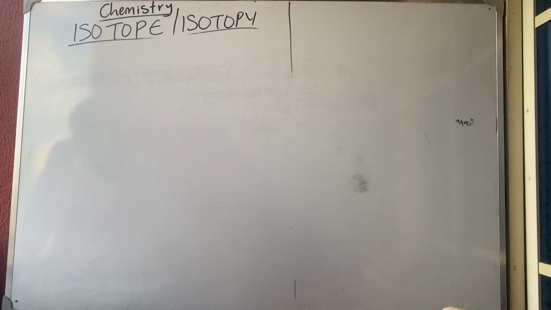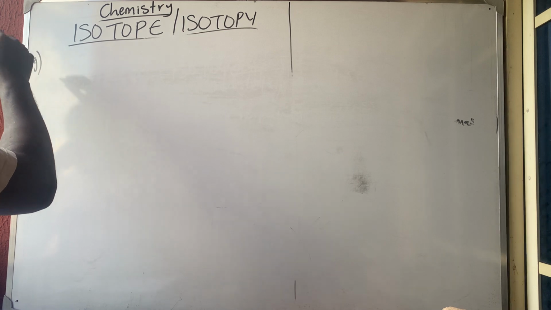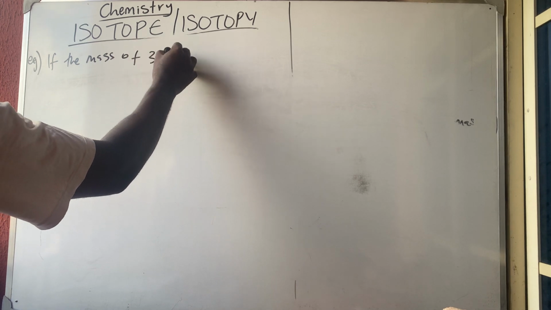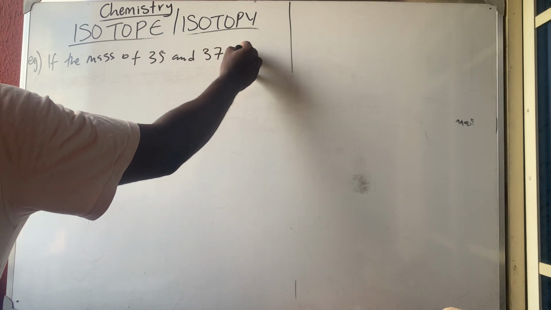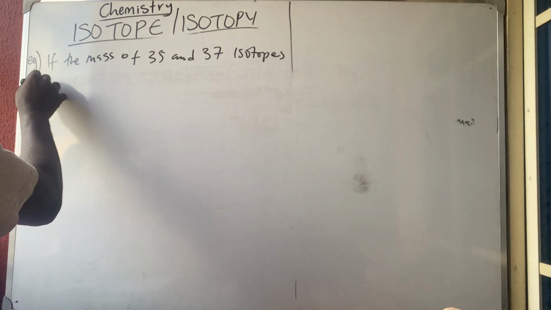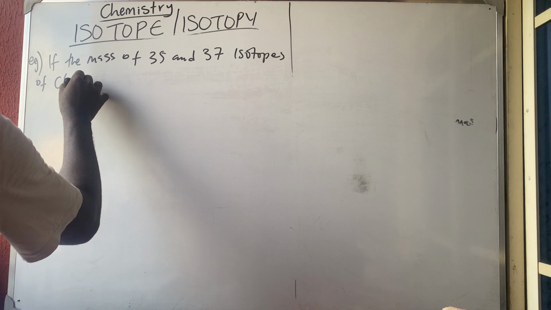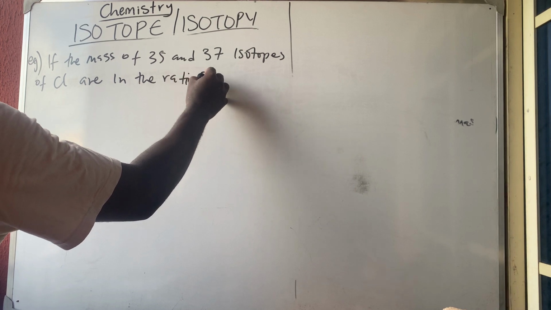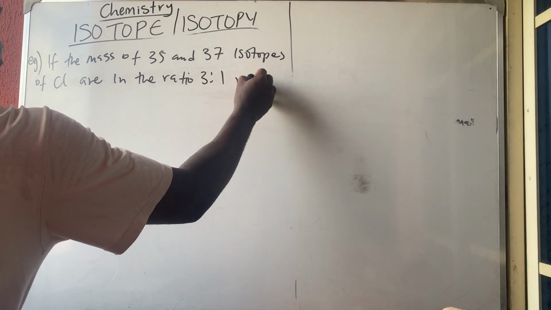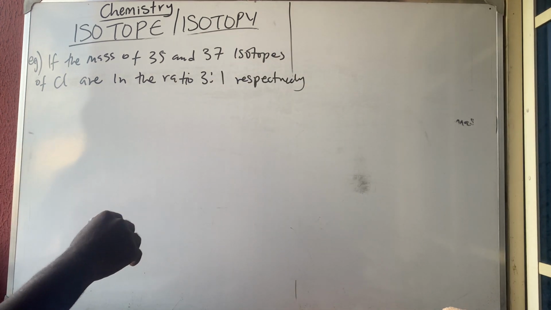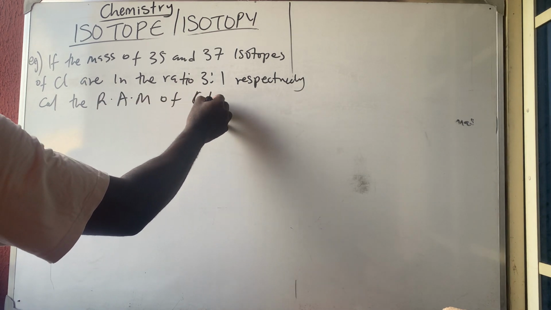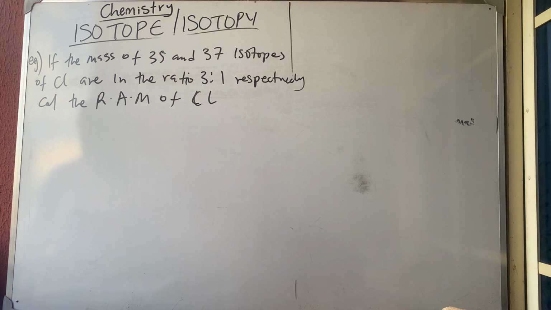Next question said, if the mass of 35 and 37 isotopes of the same chlorine are in the ratio 3:1, respectively, then calculate the relative atomic mass of that chlorine. Don't forget that relative atomic mass of an atom does not change. We know that the answer is 35.5, but let's just solve it, okay?